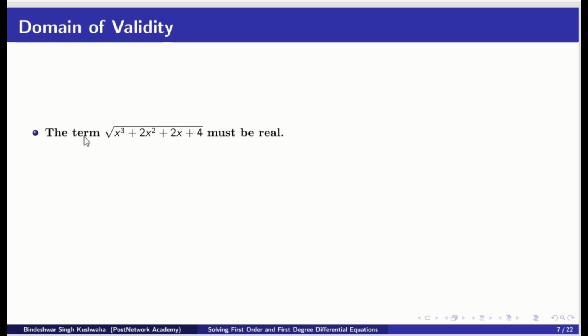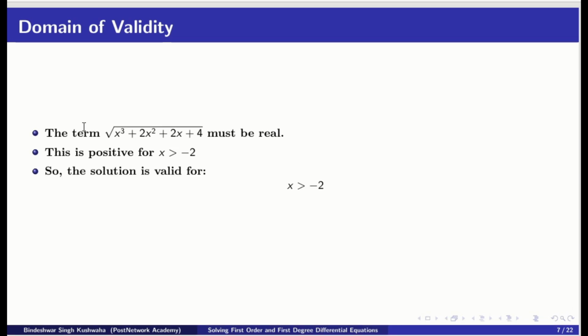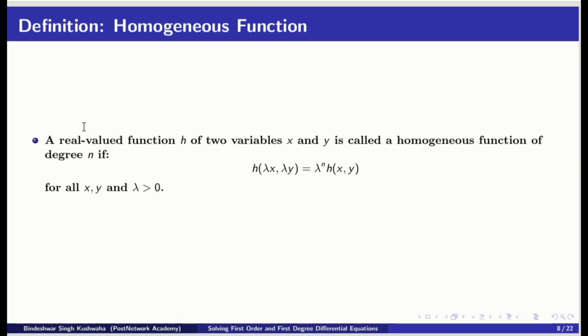Now we will check the domain of validity because it is under a root. So we should check whether the value of x makes this expression negative. If we take x as minus 3 or minus 4, the expression under the root will be negative. Those values we cannot take because that will become a complex number. So the domain is valid when x is greater than minus 2.